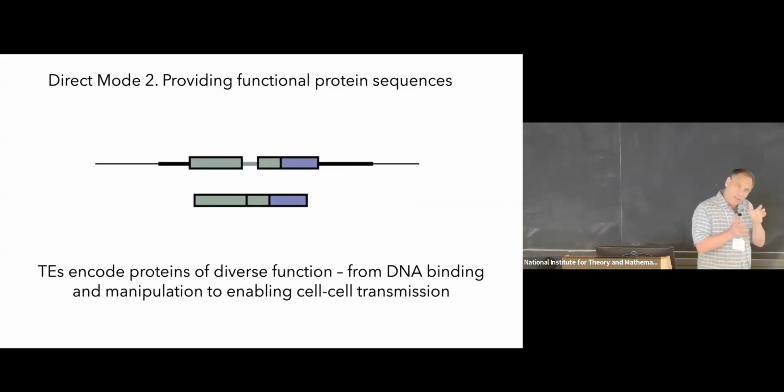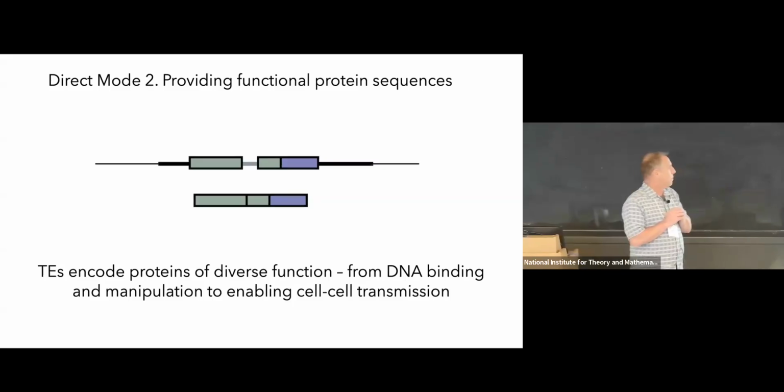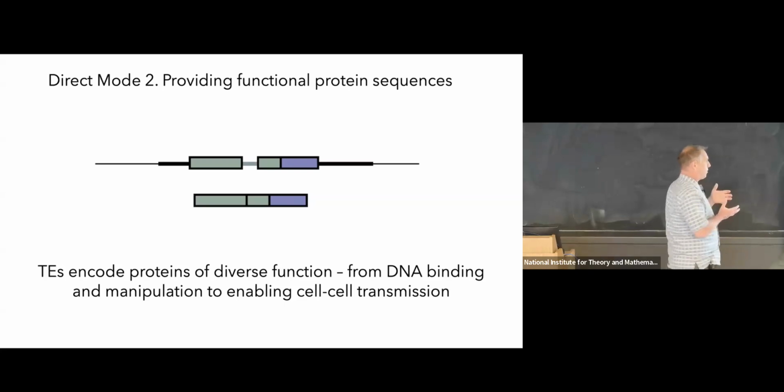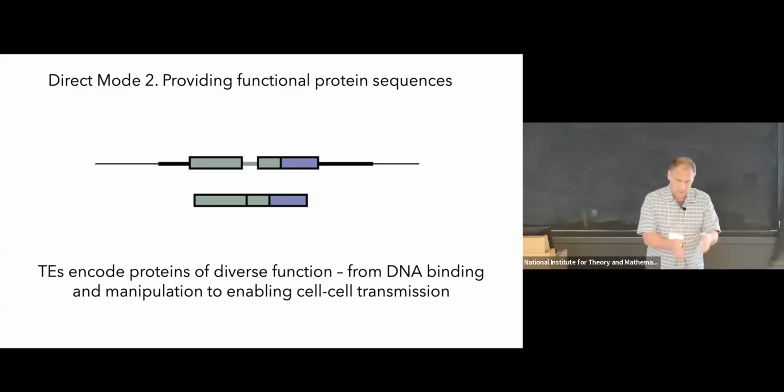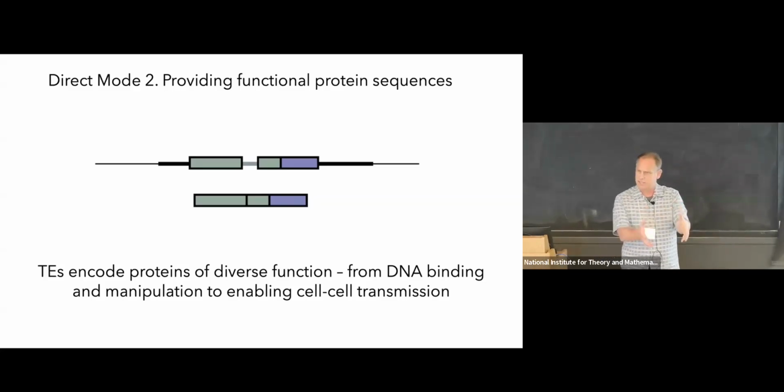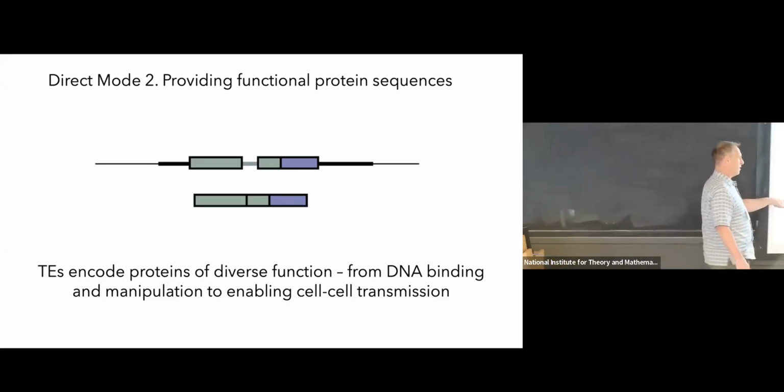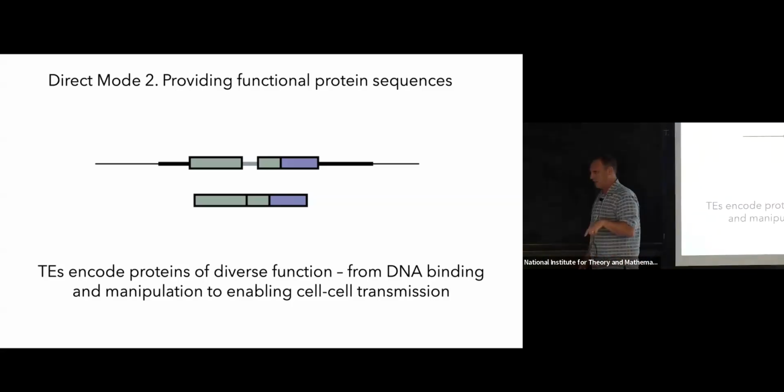So that's regulatory function. But they also provide functional sequences, like protein functional sequences. TEs encode proteins of all different kinds. They have to bind DNA, like the transposases that have to recognize DNA sequences. So there's this DNA binding function, and they also have to manipulate DNA sequences, and they also enable cell-to-cell transmission for things like endogenous retroviruses.